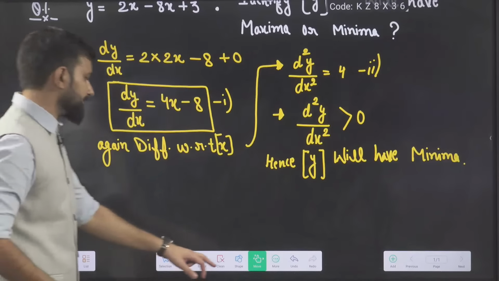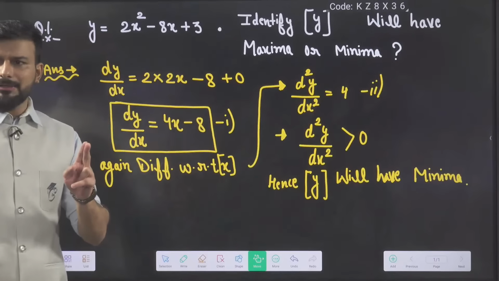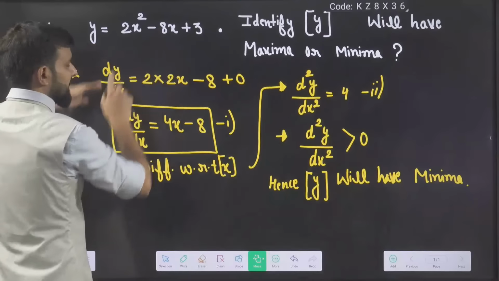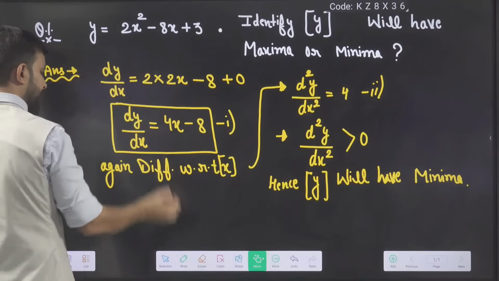What is the next step? What is the first step? Again I am repeating. This is the function depending on x. I differentiated the first time.